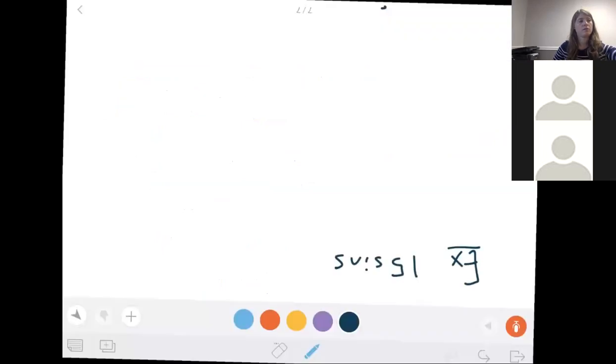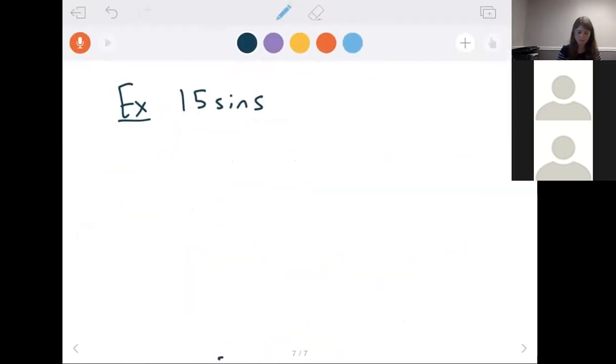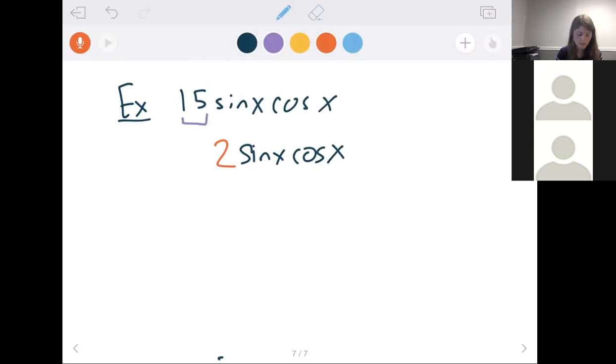But if we had the same thing, go to 15. Think about your process, it's really the same. What you're thinking here, it's maybe harder to do that multiply by 2 idea. But if we wanted to write this as 2 sine x cosine x, in order to make this balance out, we can't just say it's 2, right? We can't just change the 15 to 2. But what we can do is multiply by 2 and divide by 2.